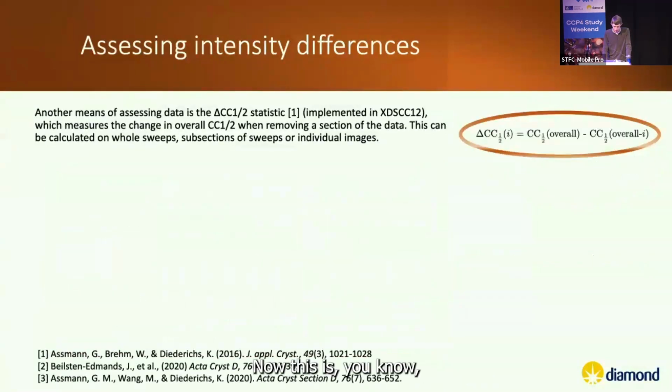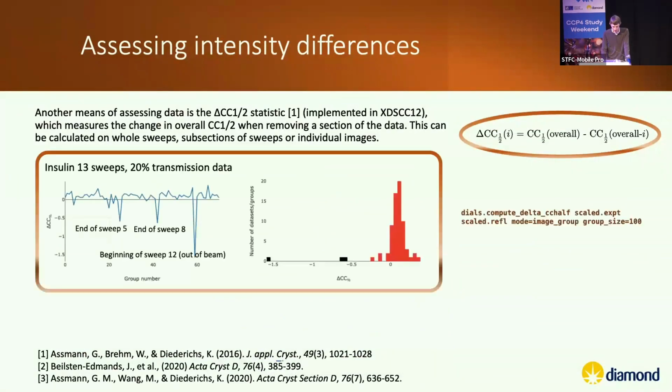Now that's useful to get an indication of radiation damage, but it doesn't tell us which bits of the data are actually contributing most to that. So another means to assess this is to use the delta CC half metric. The delta CC half is defined as the overall CC half minus the CC half with a subset of the data taken away. So if delta CC half is negative, it means a small subset of the data negatively contributes to the overall CC half, and removing that will increase the overall CC half.